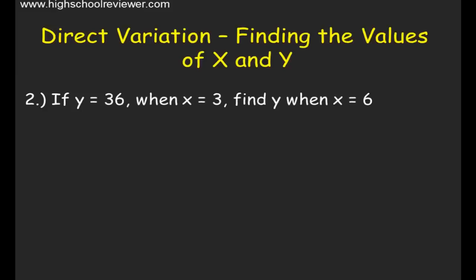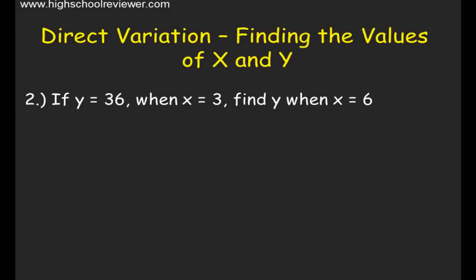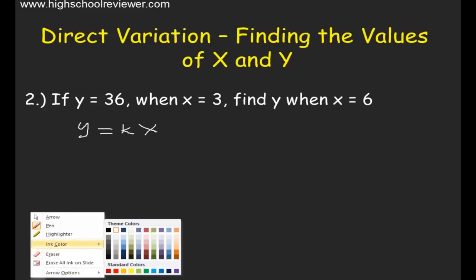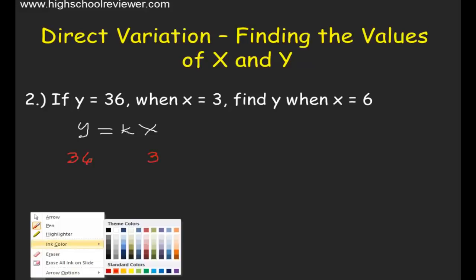Number 2, if y equals 36 when x equals 3, find y when x is equal to 6. Again, we are going to use y is equal to k multiplied by x. Our y here is 36 and our x is positive 3. We are going to find for k.